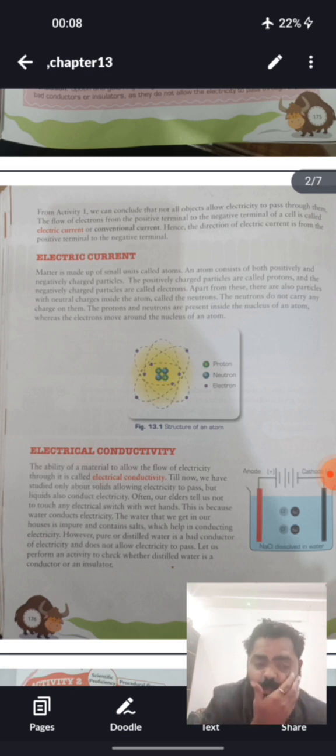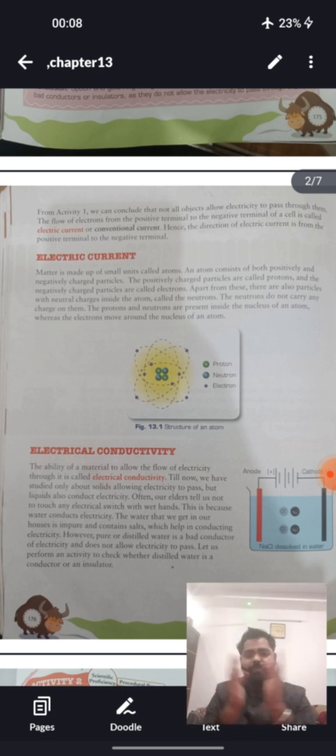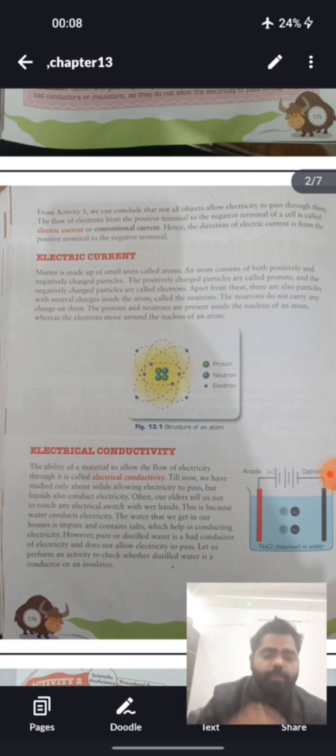Now moving on, what we have read in the previous classes, if we take up a basic circuit, we have two terminals from the battery. The battery is the main source which generates the electric current. So there is a positive and a negative terminal. Current flows from the positive terminal of the battery to the negative terminal through the external circuit, right?